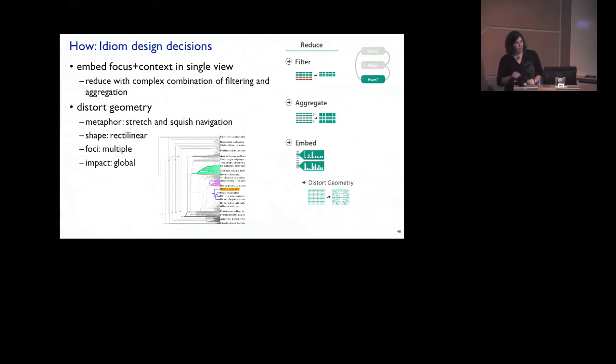If we wanted to get into the analysis of these particular ways of distorting the geometry, we could get into that. I'm not going to emphasize that too much today, other than to note that it's this complex combination of both filtering and aggregation that a lot of people have explored in Viz to try to look at these large complex data sets.